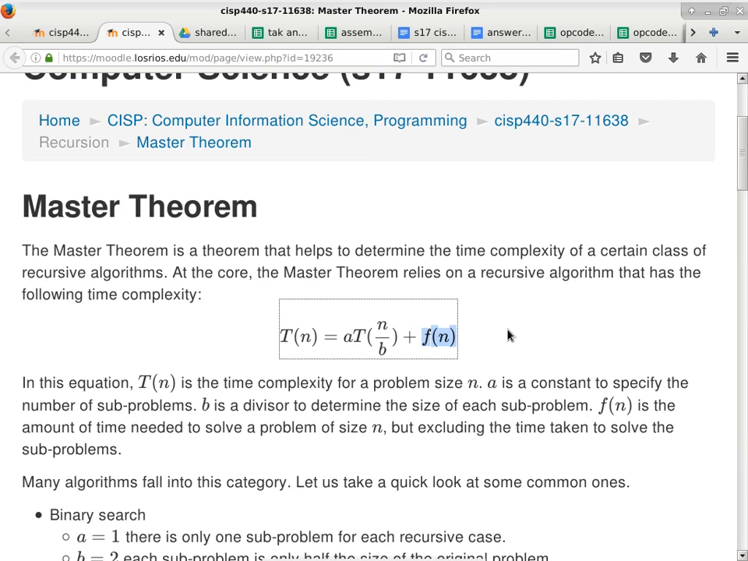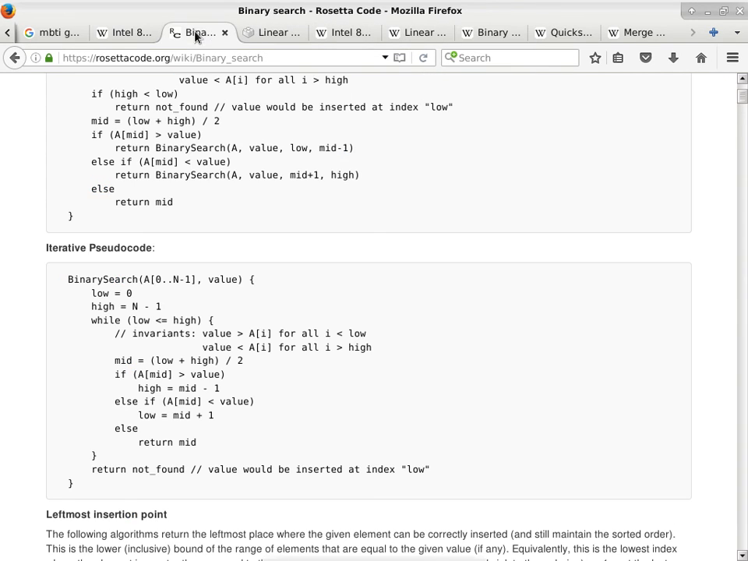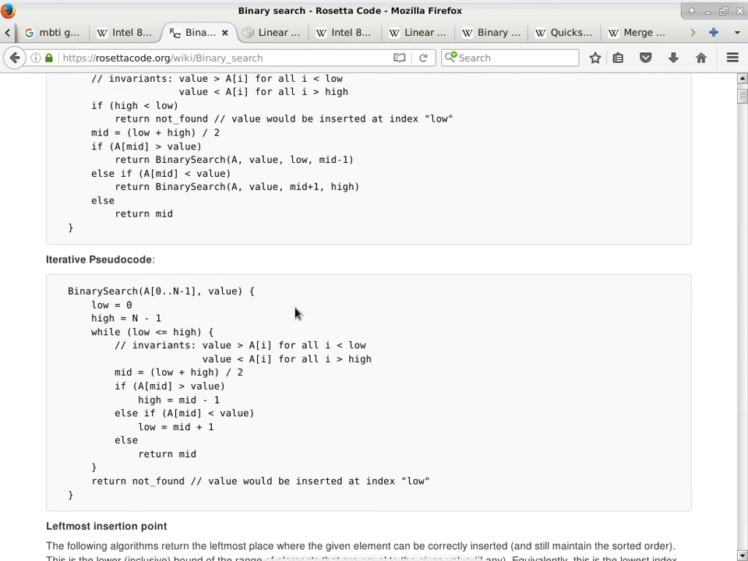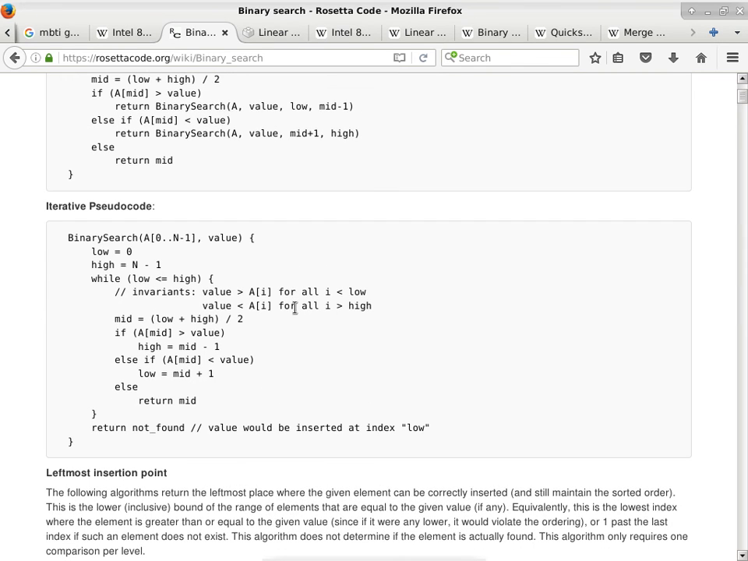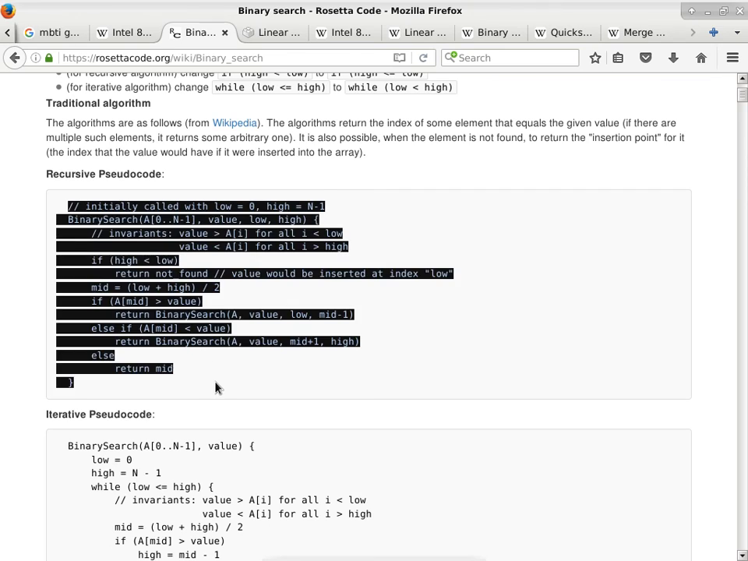Well, let's take a look at binary search again, and then we'll try to figure out what is a, what is b, and what is f of n. So let's go back to the binary search algorithm. We want to look at the one with the actual code, and we want to look at the recursive definition. So this is the recursive definition. So look at this one here.